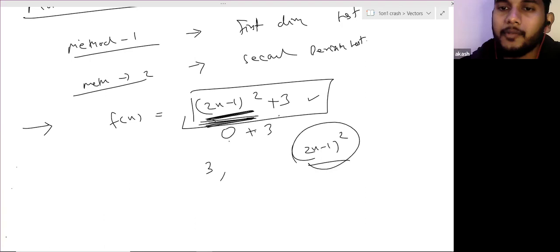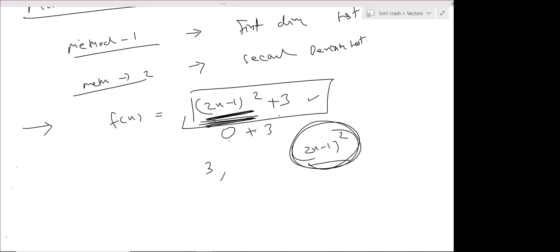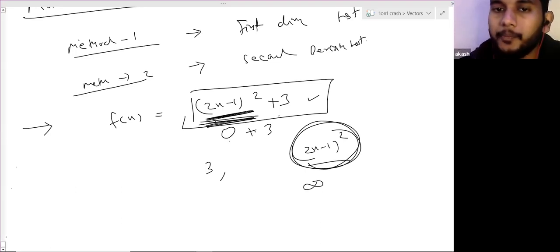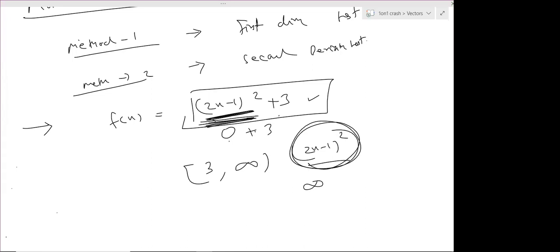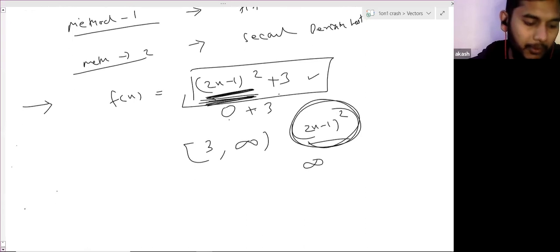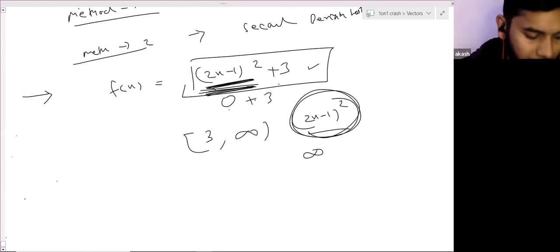And the maximum value of this function? It doesn't have a maximum value. You keep going up. It doesn't have, means infinite, right? Not defined. Not defined plus 3 is also not defined. So minimum is 3 and the maximum is not defined. Clear? Okay. So this way you can solve all the questions like the first question.